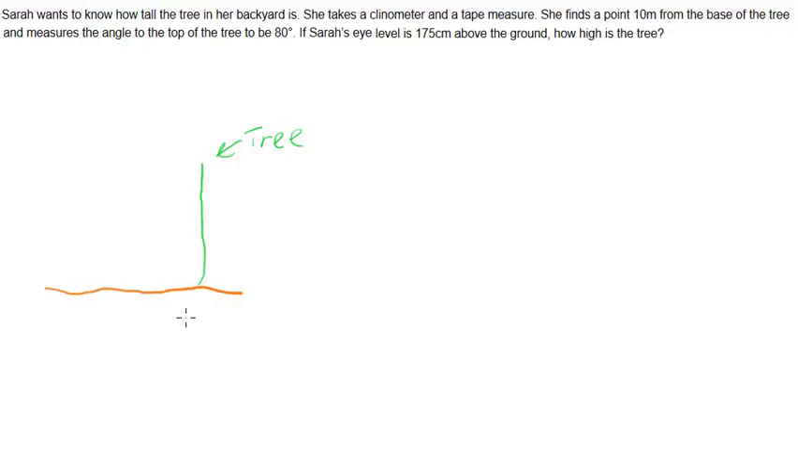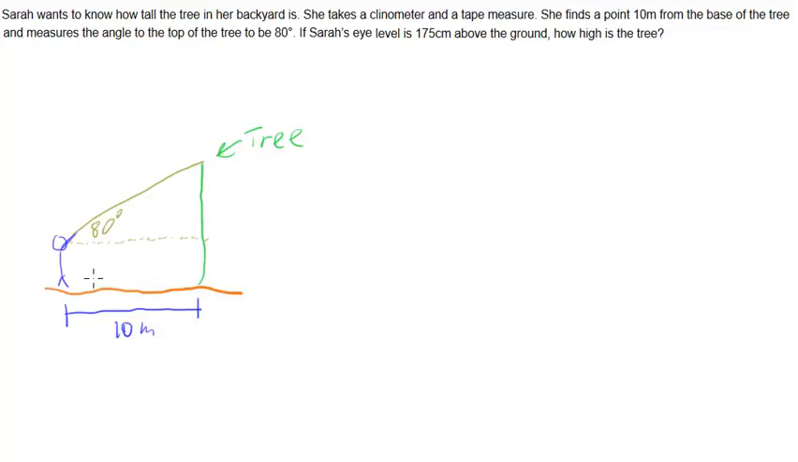Then 10 meters away, horizontally on the ground, 10 meters, we have Sarah standing here. She's got herself a clinometer and is going to be looking up at the top of the tree. So I'm going to draw a line up to the top of the tree, and the angle at that point at her eye level, from the horizontal plane, because our angles with a clinometer are measured from a horizontal plane, will be 80 degrees.